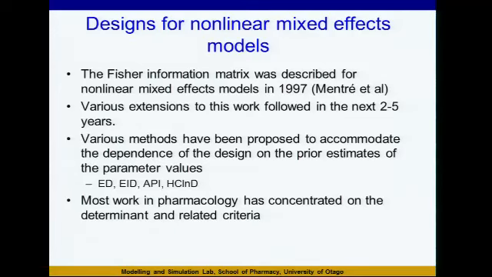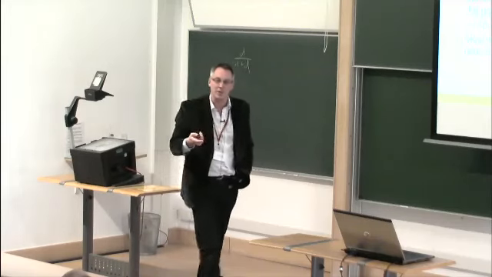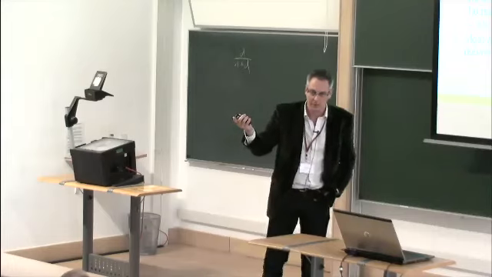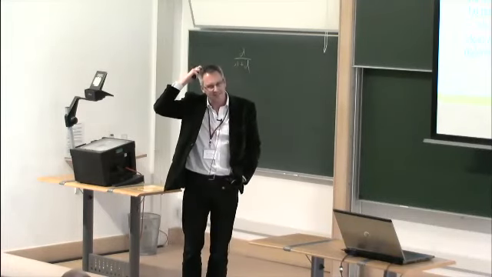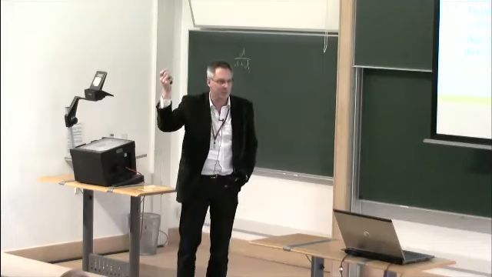And I can't remember what API stands for, but essentially it's the negative expectation over the natural log of the determinant. What does the API stand for? I know it, but I just can't remember at the moment.